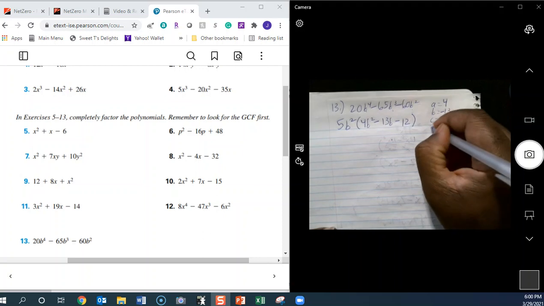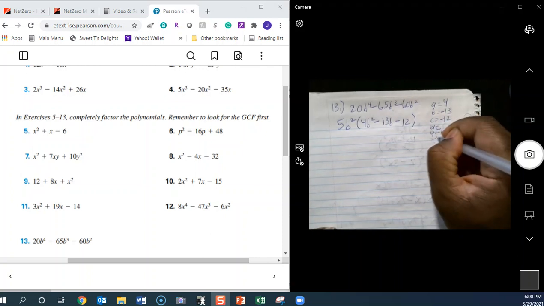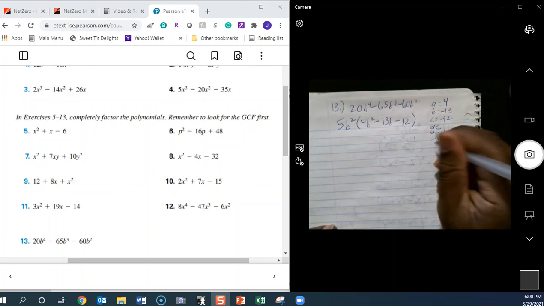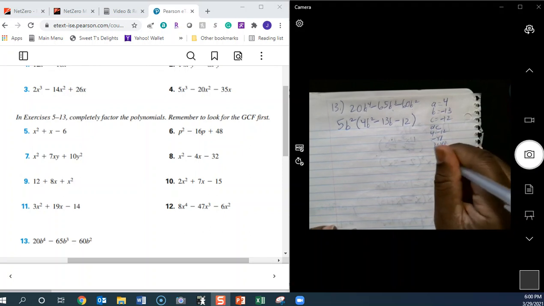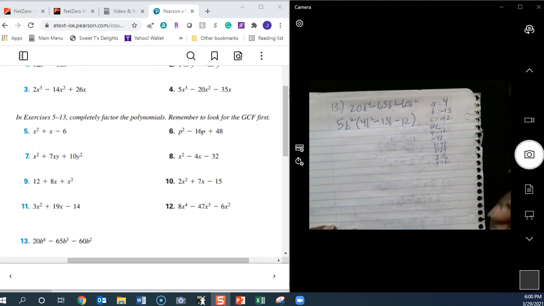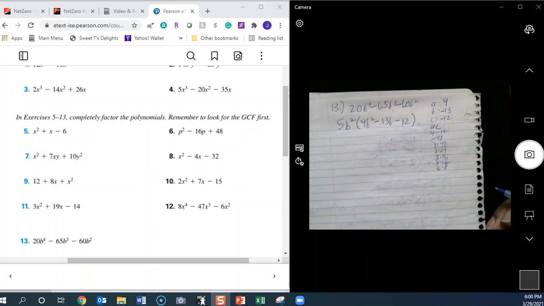Okay, so now we multiply our a and c. So it'd be 4 times negative 12, which is negative 48. Now we list our factors of 48. We have 1 and 48, 2 and 24, 3 and 16, 4 and 12, 6 and 8. These are the factors of 48.